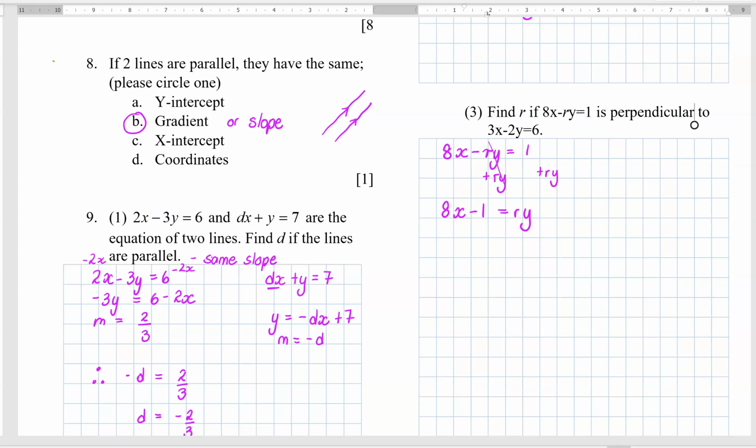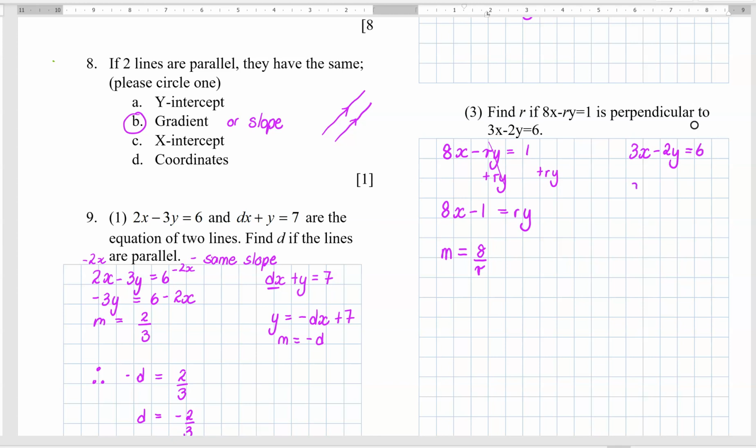Okay, and to get rid of the times r, we will divide, but remember we don't want it in y-intercept form. We just need y by itself to get the slope, so we know that that's going to be 8 over r. We do the same with our other equation, 3x take 2y equals 6.